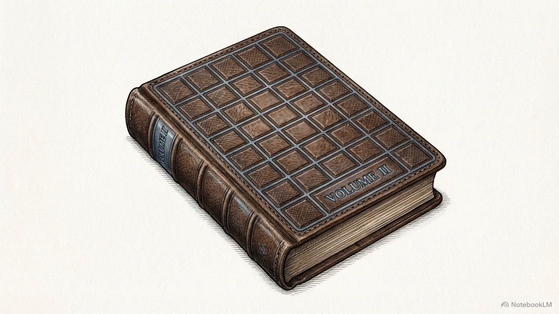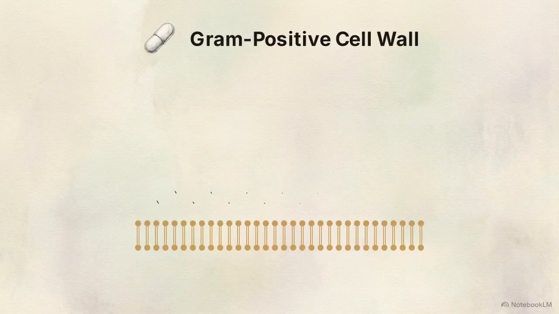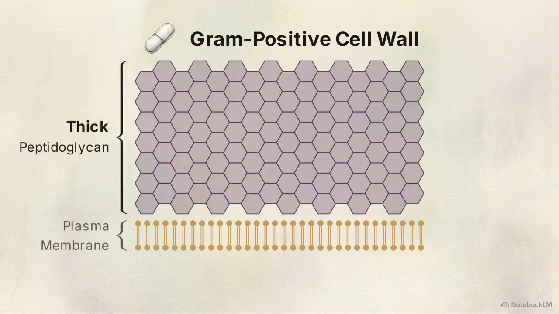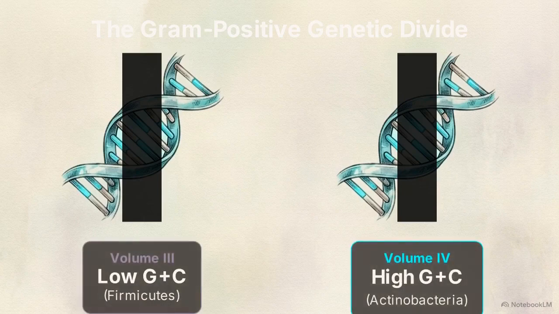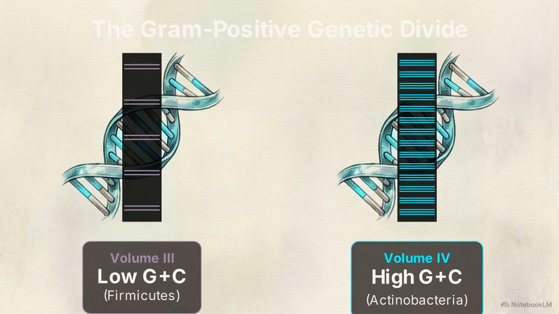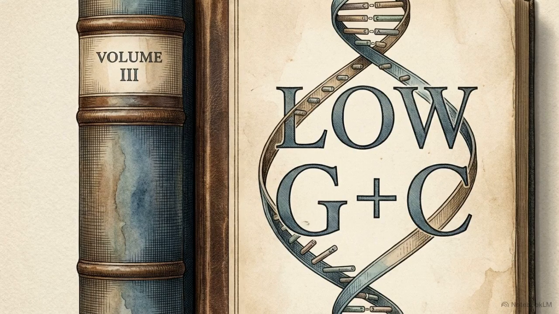The architecture shifts entirely when classifying gram-positive bacteria, which are defined physically by their thick peptidoglycan cell walls. This diagram illustrates the core dividing line for gram-positives. It is entirely genetic. Taxonomy here relies on the G+C ratio, the percentage of guanine and cytosine base pairs forming dense triple-bonded connections in the organism's DNA. Volume 3 of the manual is dedicated to the Firmicutes. These represent the low G+C gram-positive bacteria.